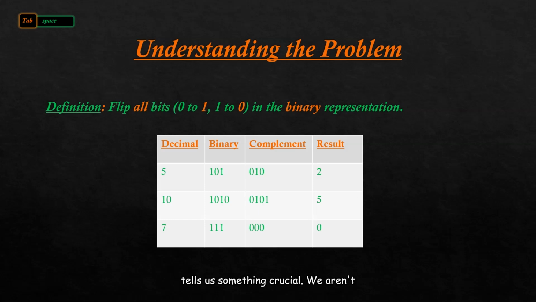This tells us something crucial. We aren't just flipping bits, we are flipping bits within a specific window. The size of that window is defined by the number of bits it takes to represent our integer.